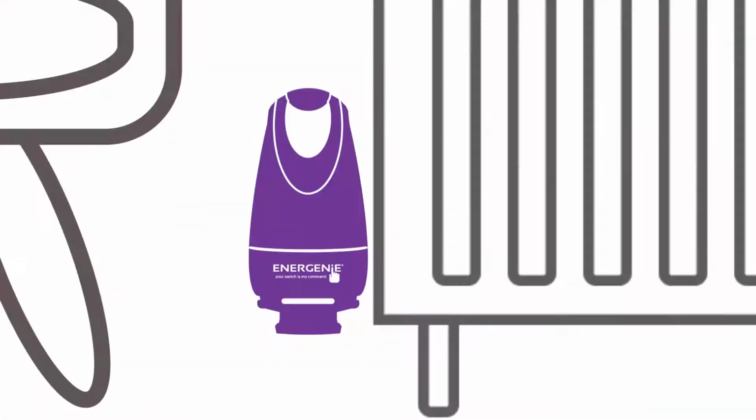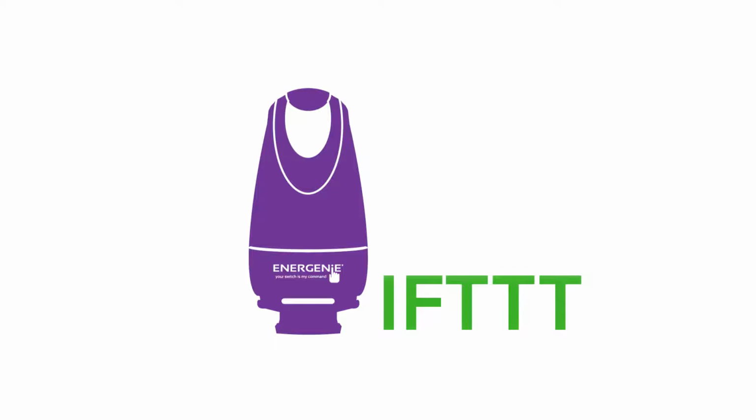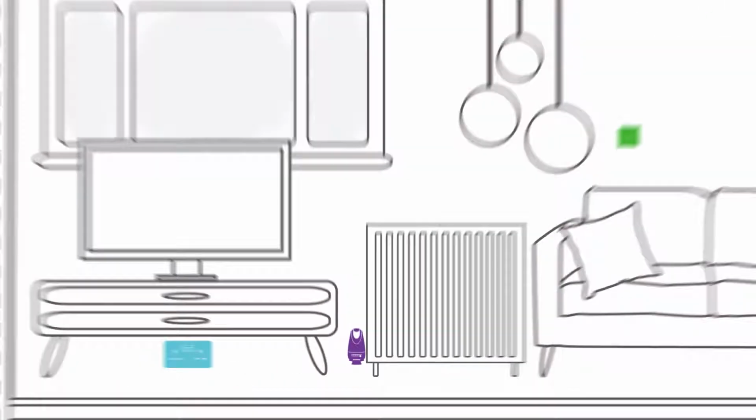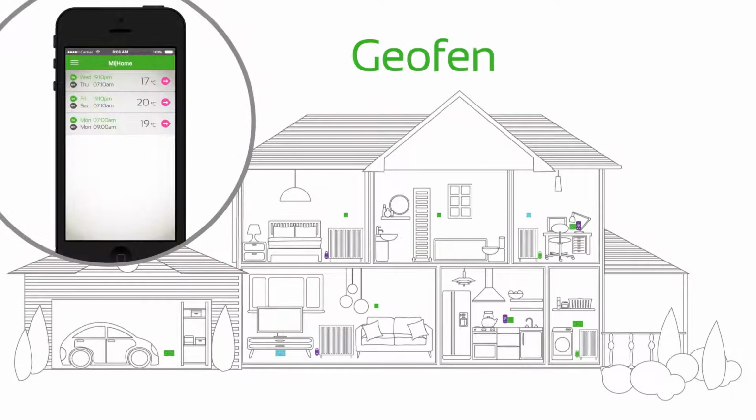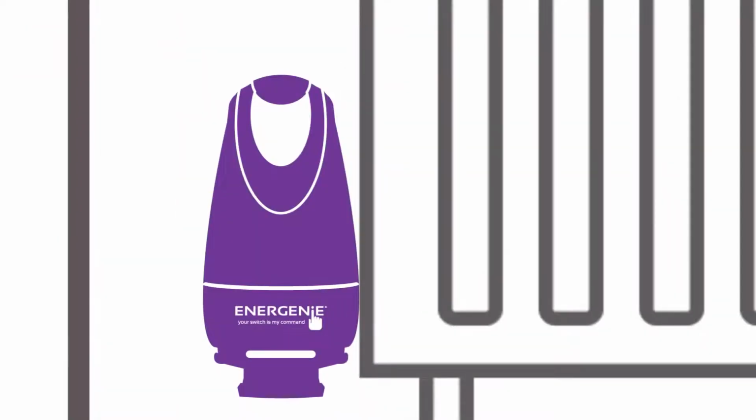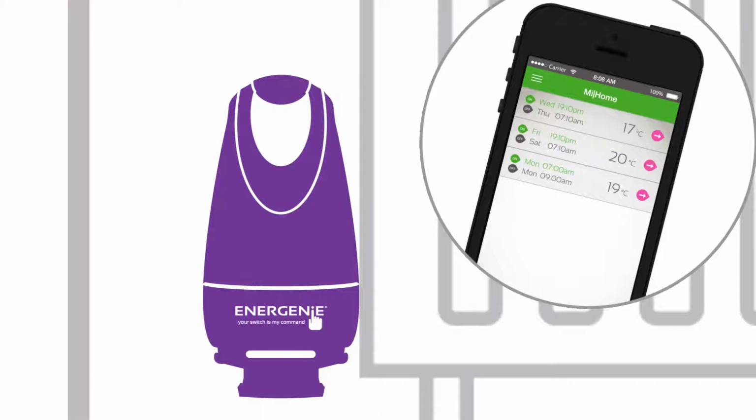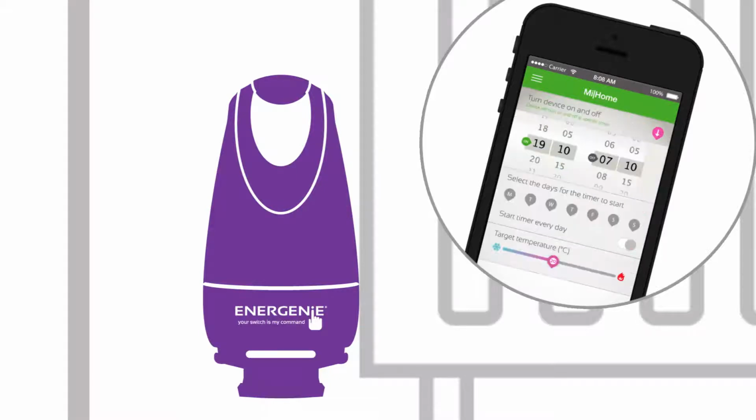Smart radiator valves can respond to the temperature using IFTTT. That means you can use external information to protect your property for winter when it's frosty or decrease the temperature on a warm day. Finally, using geofencing to warm up your rooms when you're nearly home. All this is possible through Energenie smart radiator valves, which will let you remotely control your heating system from our dedicated smartphone app.